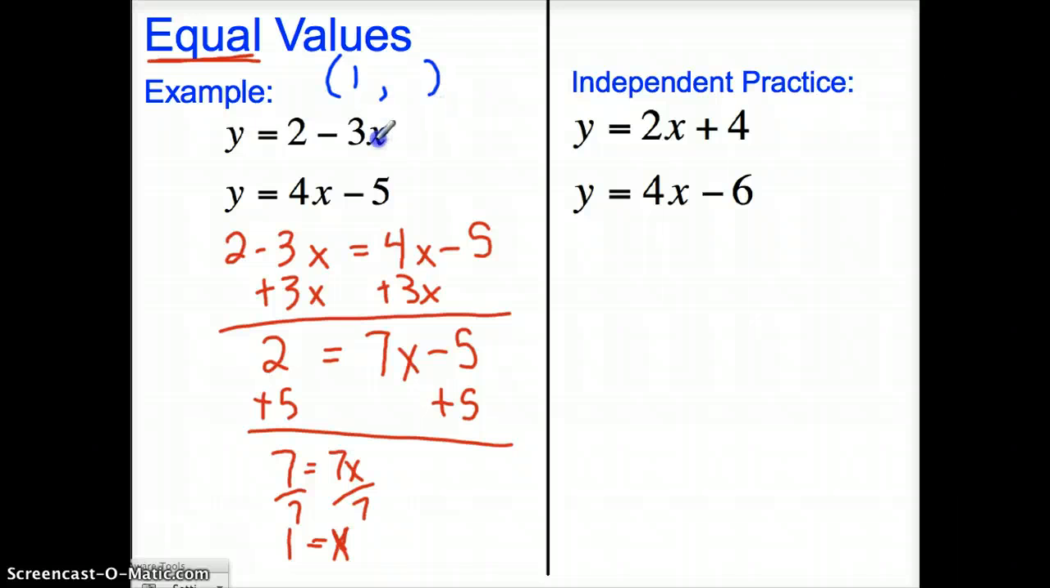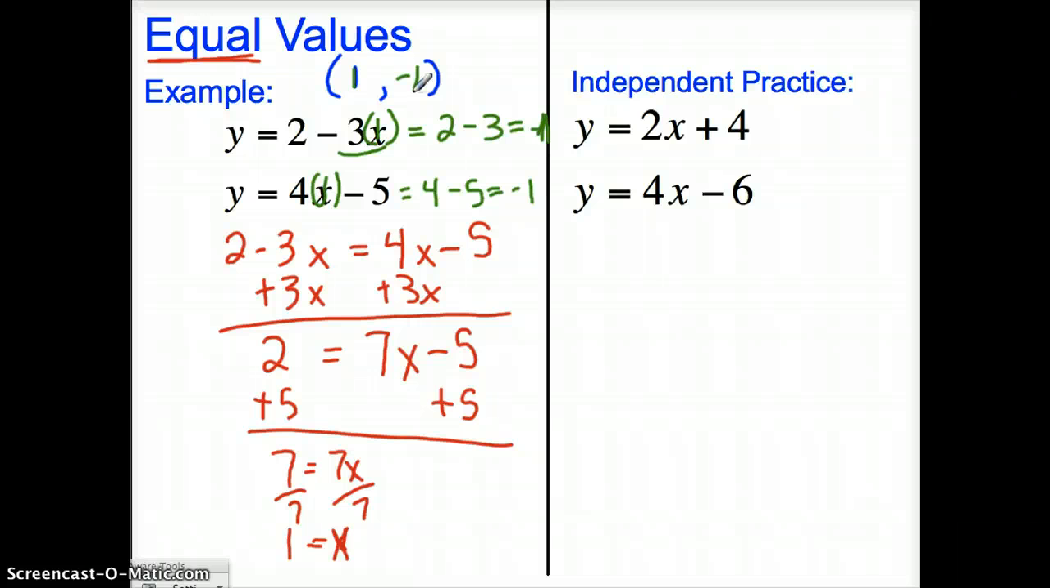So where x is, I'm going to plug in 1, and I'm going to see that the first rule gives me 2 minus, well, 3 times 1 is just 3, so I get negative 1. Now if I do the same thing for the other rule, I should get the same answer. Remember, I'm putting 1 in for x because that's what I found using equal values. And I get 4 minus 5, which also gives me negative 1. So apparently when I plug in 1 for x, I get a value of negative 1 for y. So this is a point they have in common, and that's the solution to the system.